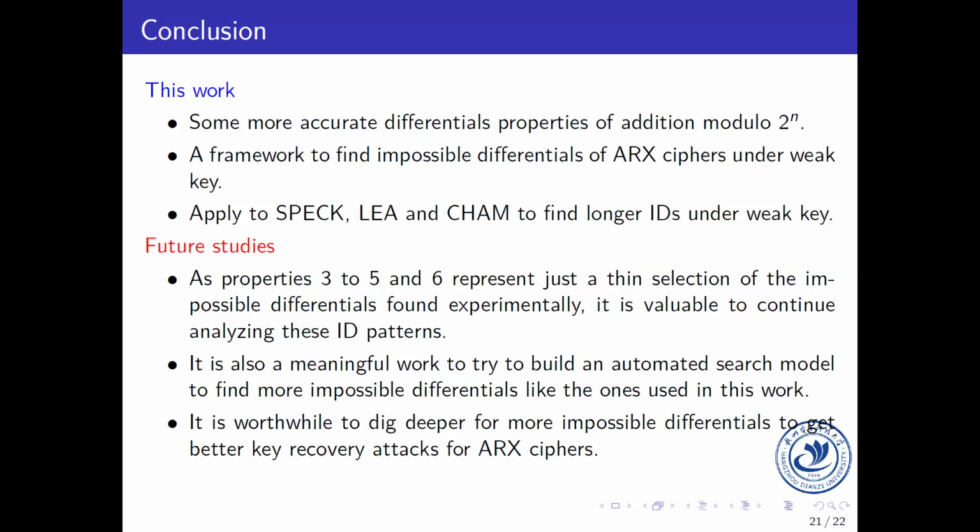But there are also some future works. For example, properties 3 to 6 are only a selection of the impossible differentials found by experience. There are also thousands of impossible differentials, but we cannot summarize them into the truncated ones. So it's possible to continue analyzing these IDs. It's also meaningful to try to build an automatic search model. Yes, we are doing this now, but we do not have ideas how to do that.